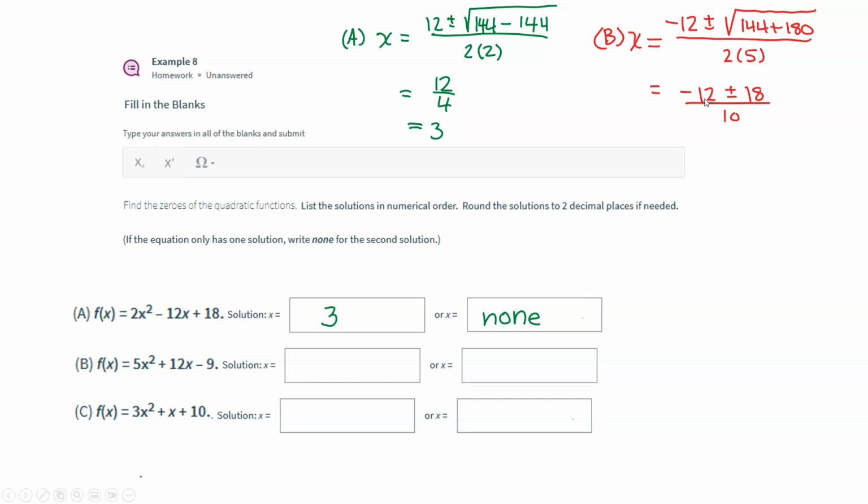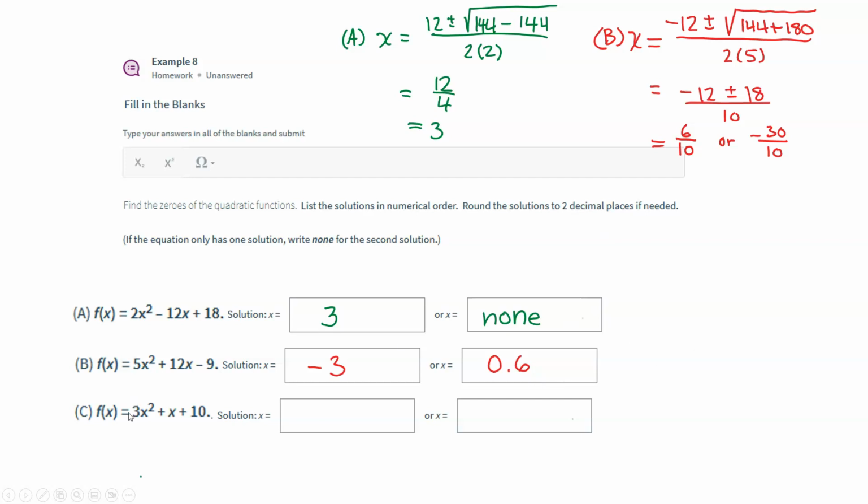And so negative 12 plus 18 over 10 is going to give you 6 over 10. Negative 12 minus 18 over 10 is going to give you negative 30 over 10. This becomes 0.6, 3/5, whichever way you want to write it. This becomes negative 3. I'm going to use negative 3 here and 0.6 here because it does say round to 2 decimal places. It only goes to 1.